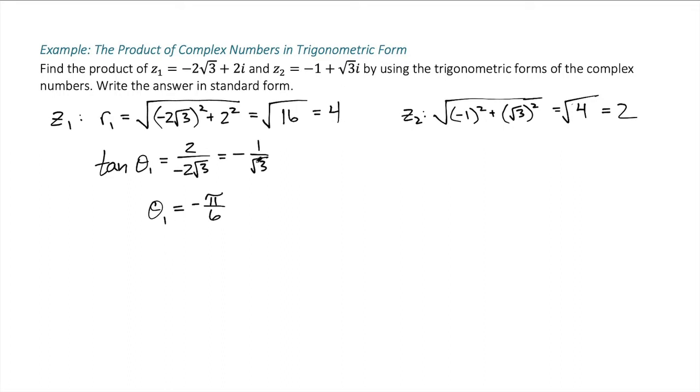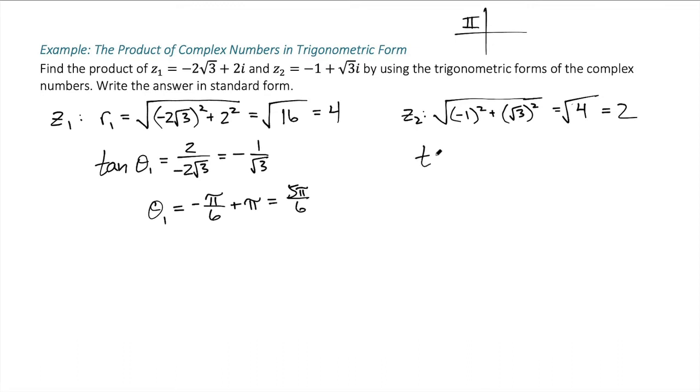And the quadrant here, my a is negative and my b is positive. So if I think of my plane, it's negative and then positive. So I'm actually in the second quadrant. Negative pi over 6 is not in the second quadrant, it's in the fourth. So to get to the proper place, I'm just going to add pi to that. And I get 5 pi over 6. I can do something similar over here.